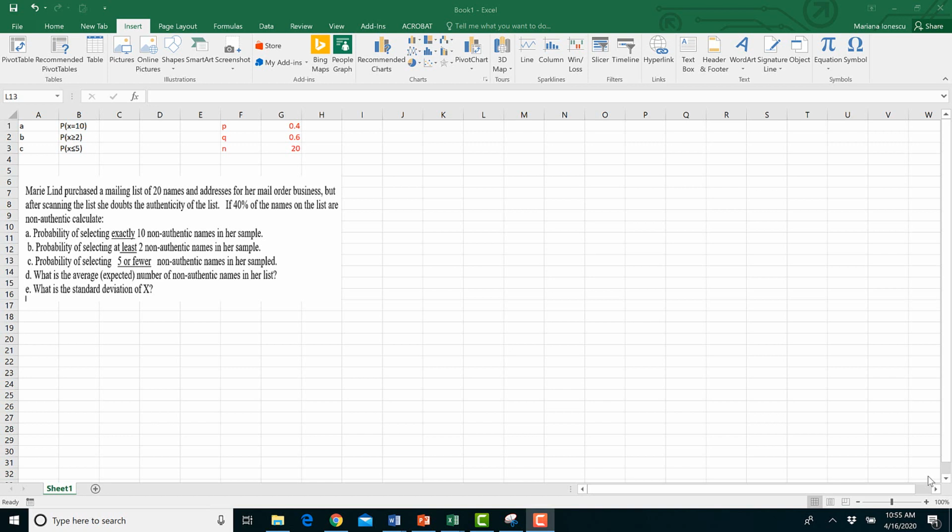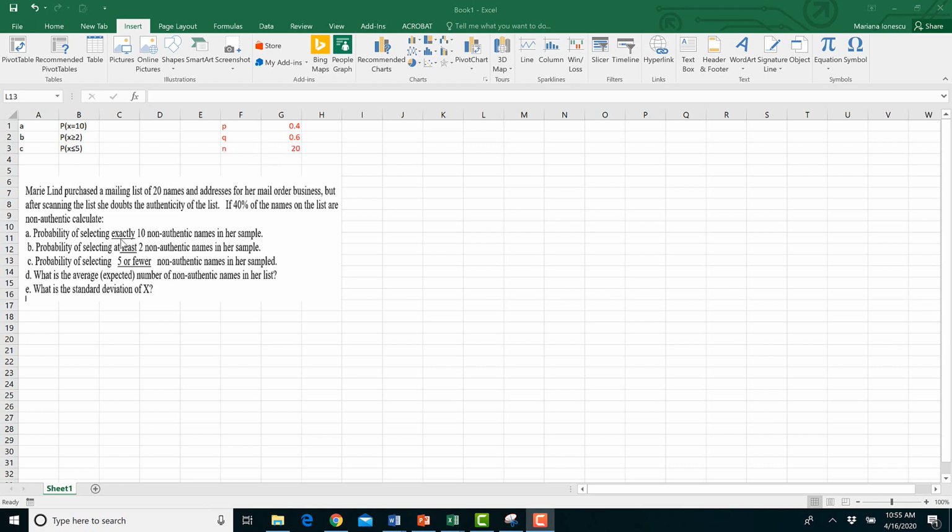If 40% of the names on the list are non-authentic, we have to calculate the probability of selecting exactly 10 non-authentic names in her sample. So it's a binomial experiment. We have two possible outcomes: to be a non-authentic name, which is considered a success, so P is decimal 4, and the other possible outcome is to be an authentic name. This is considered the complement probability, so it will be decimal 60. The number of names on the list is 20, so the number of trials N is 20.